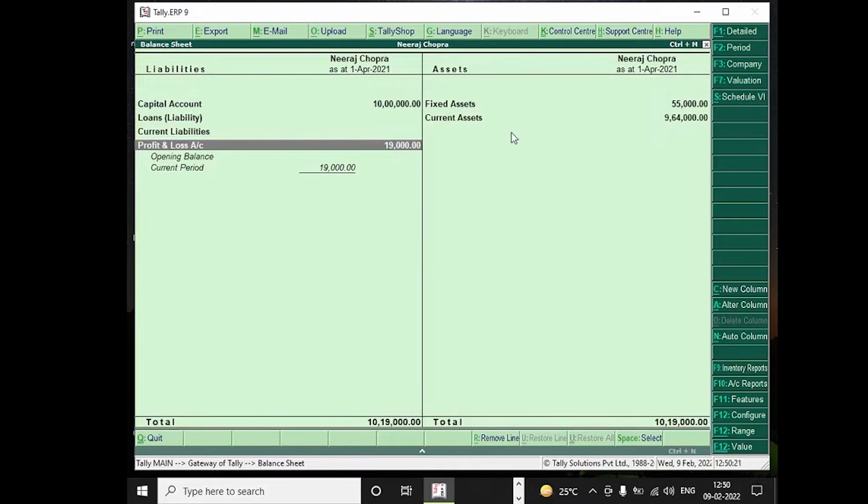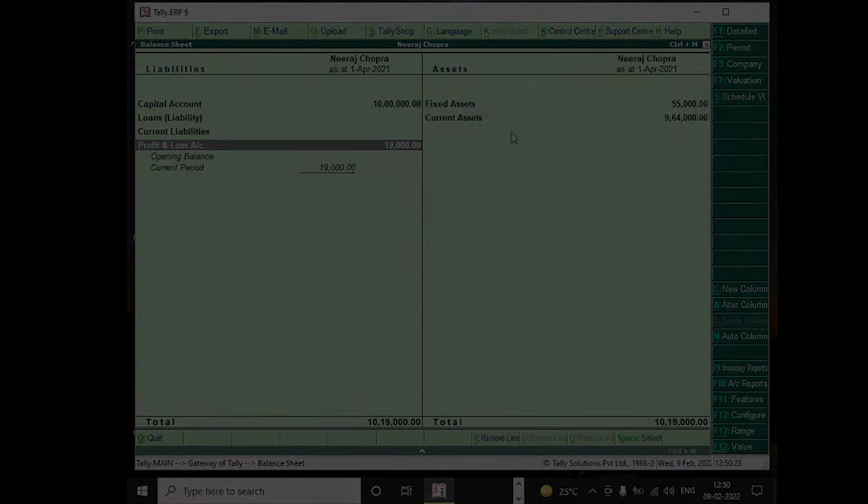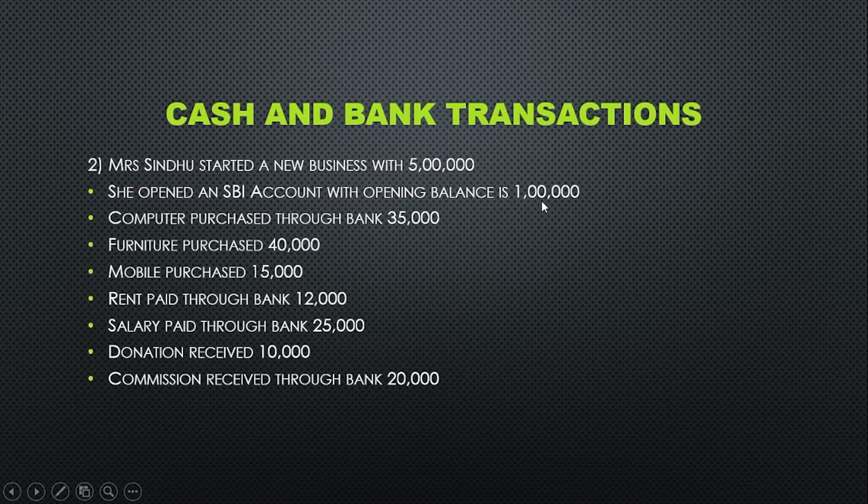That's all about receipt and payment voucher, guys. I have explained to you about receipt and payment voucher. Today I will be explaining about cash and bank transactions. A cash and bank transaction refers to any business transaction which involves immediate payment or receipt of cash. When a transaction is made through the bank, then it is called a banking transaction. So let us start with the problem.